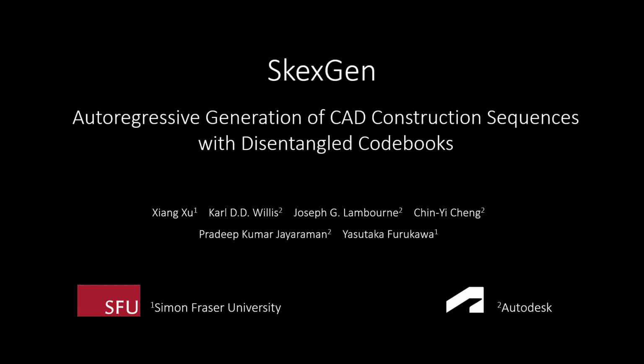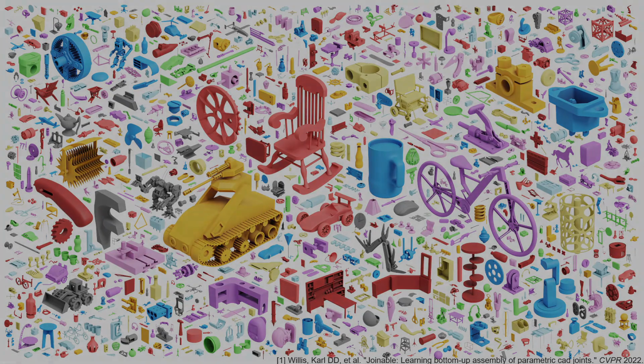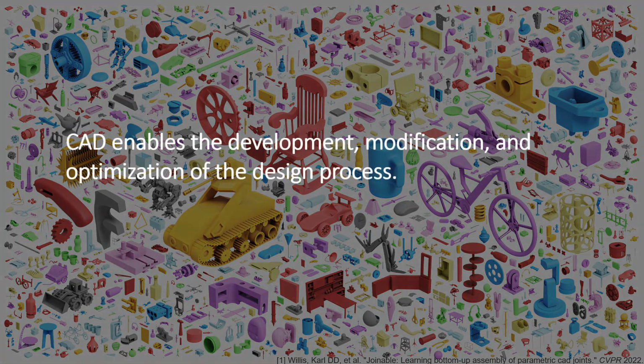SkexGen: autoregressive generation of CAD construction sequences with disentangled codebooks. Computer-aided design is important for 3D content creation. It enables the development, modification, and optimization of the design process. Professionals often need to generate diverse CAD models following a design intent.